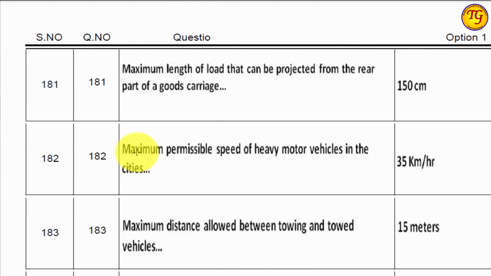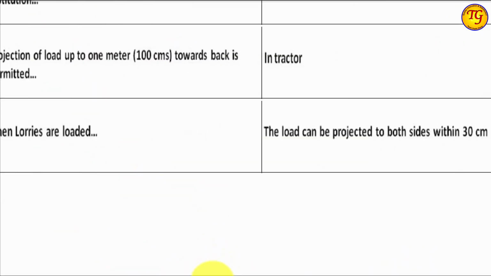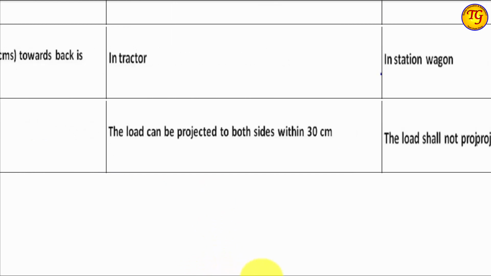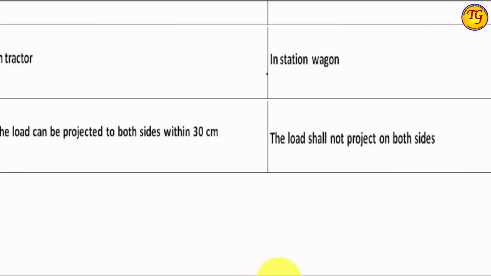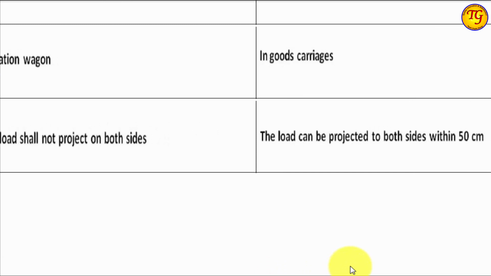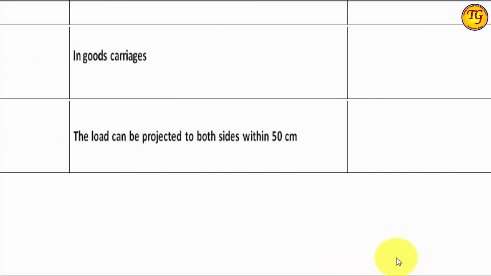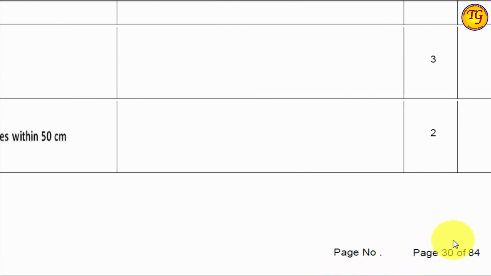Next question, friends. 180th question, when lorries are loaded, the load can be projected to both sides within 30 centimeters. The load shall not be projected on both sides. And third, the load can be projected to both sides within 50 centimeters. So I think it cannot be projected on both sides.